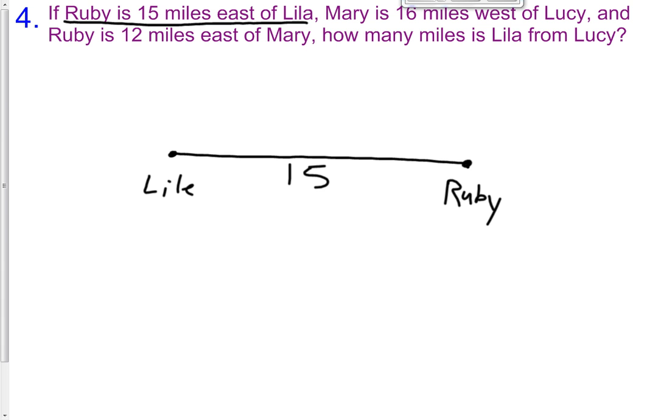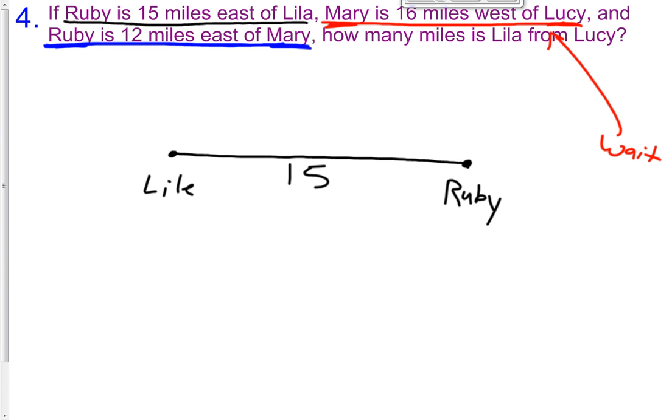Now the next sentence here is Mary is 16 miles west of Lucy. Now we don't know where Mary is exactly, nor do we know where Lucy is, so let's wait on this second sentence. The reason why is because we know where Ruby is, so we can now place Mary. So let's do this third sentence first. Ruby is 12 miles east of Mary.